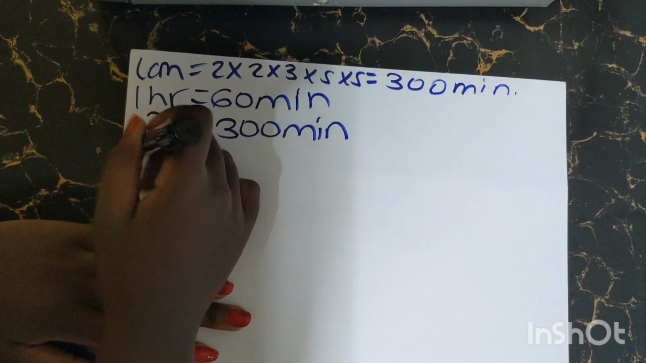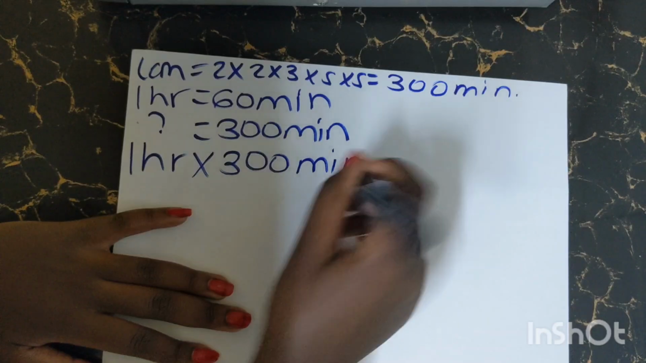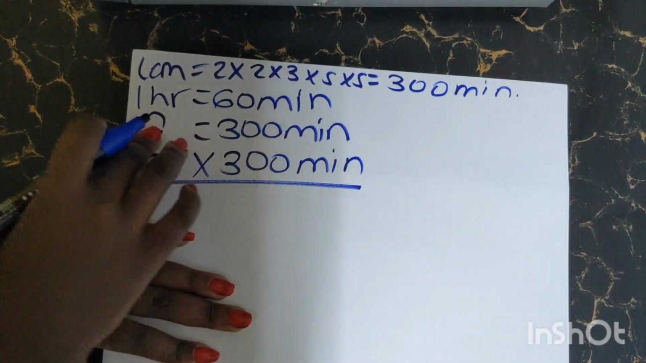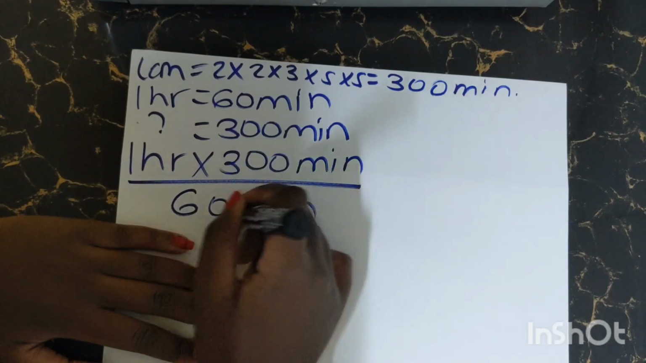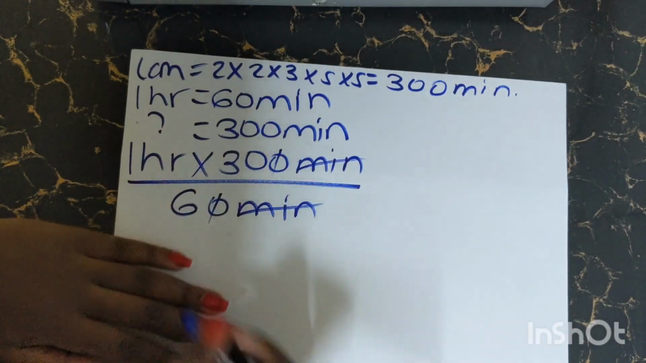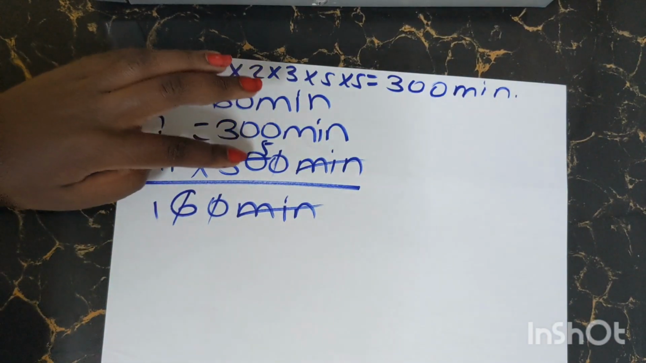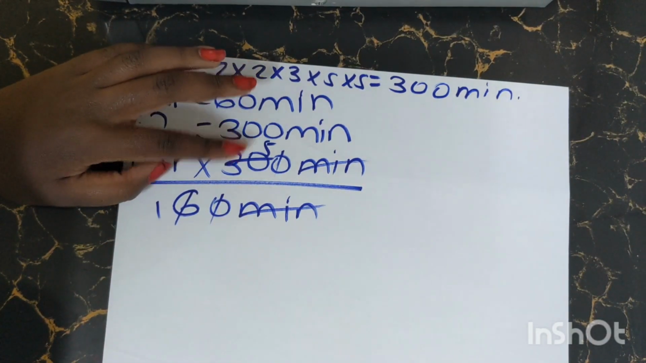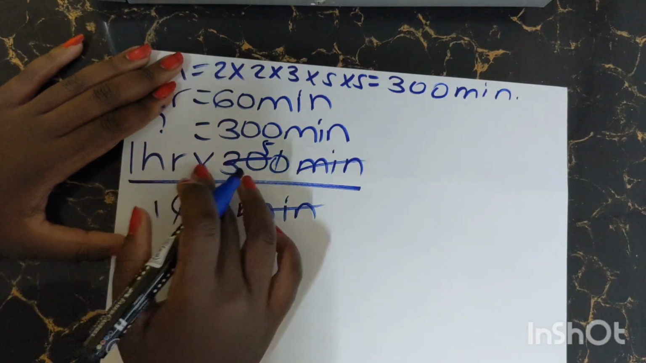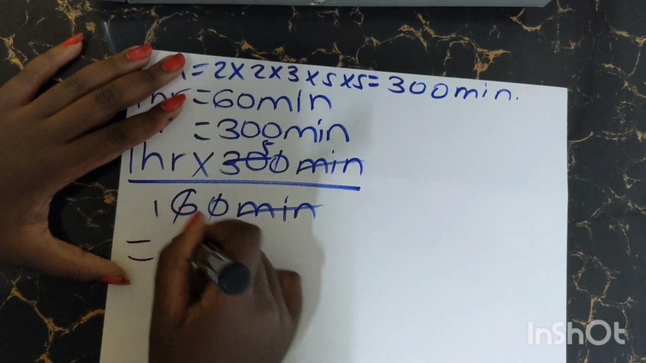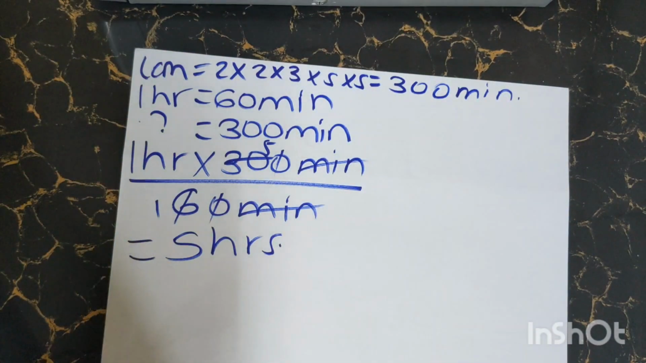Okay, so you'll take this 1 hour and multiply it by the bigger number, which is 300 minutes, and you're multiplying it by the bigger number because we're expecting a bigger number here. And then you divide by the smaller number, which is 60 minutes. The minutes cancel out, these zeros cancel out, 6 by 1 and 6 by 5. Yeah, 30 divided by 6 is 5, and 6 divided by 6 is 1. Okay, so here you have 5 hours because the minutes have cancelled out.